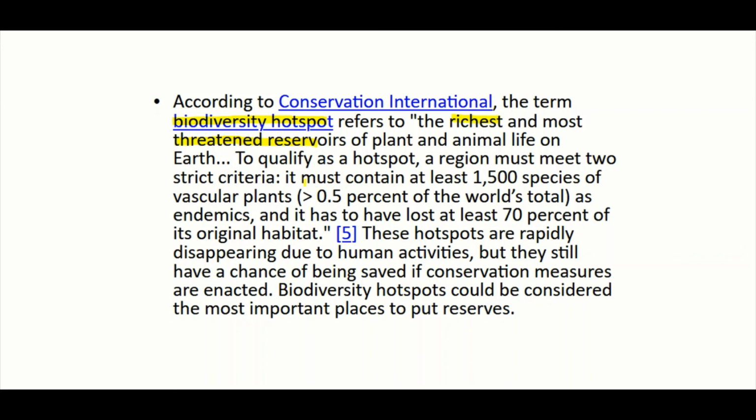First, it must contain at least 15,000 species of vascular plants, that is over 0.5% of the world's total. And then it has to have lost at least 70% of its original habitat for it now to be a threatened reservoir. These hotspots are rapidly disappearing, of course, due to human activities, but they can still have a chance of being saved if conservation measures are enacted. Biodiversity hotspots could be considered the most important places to put reserves, of course.